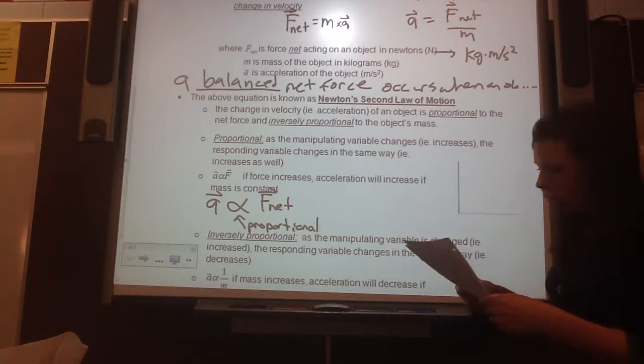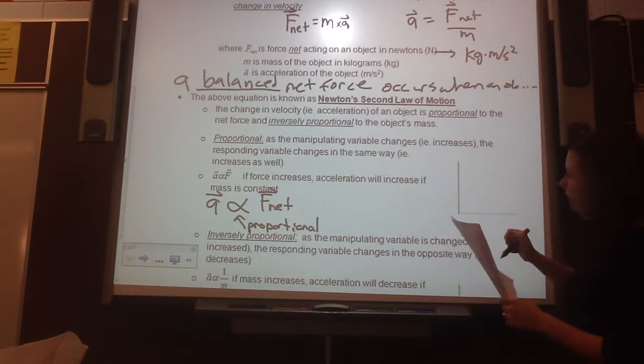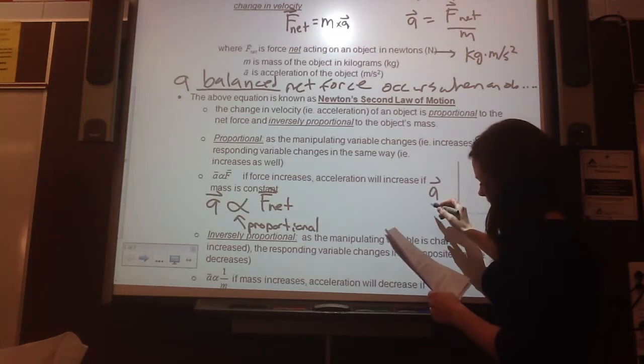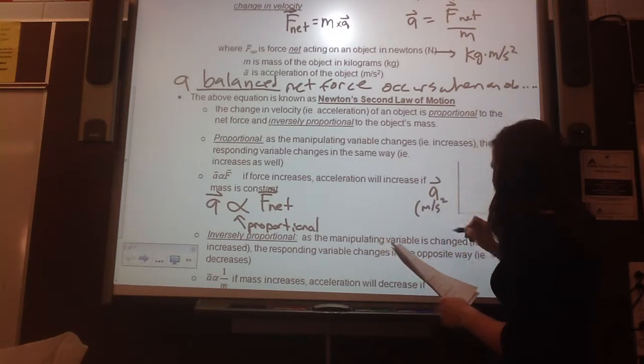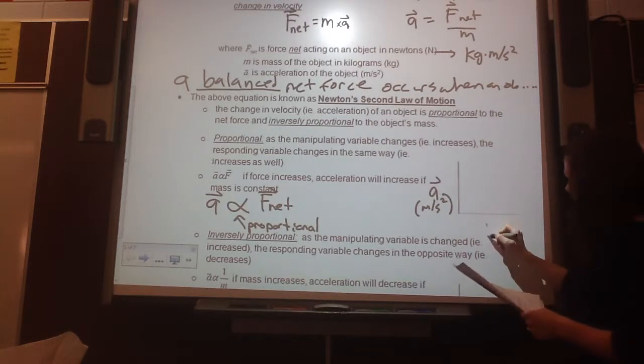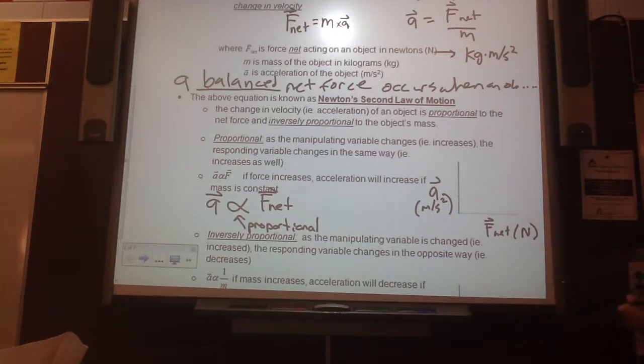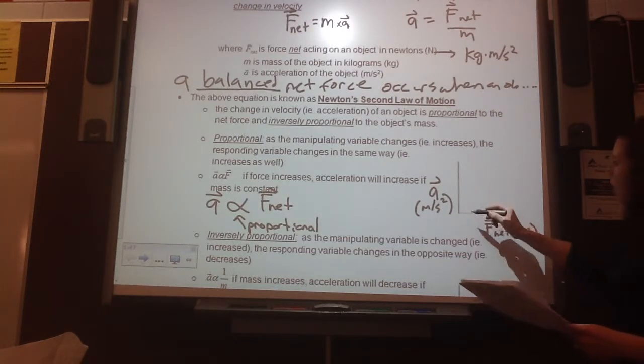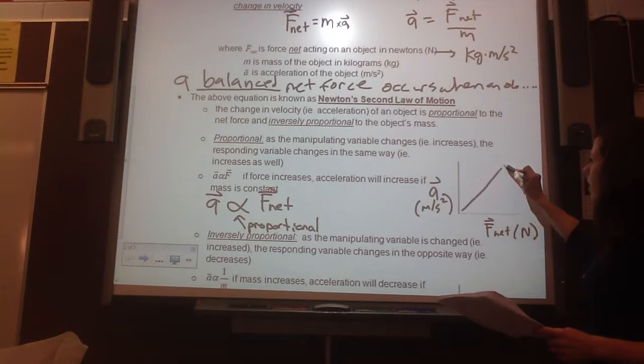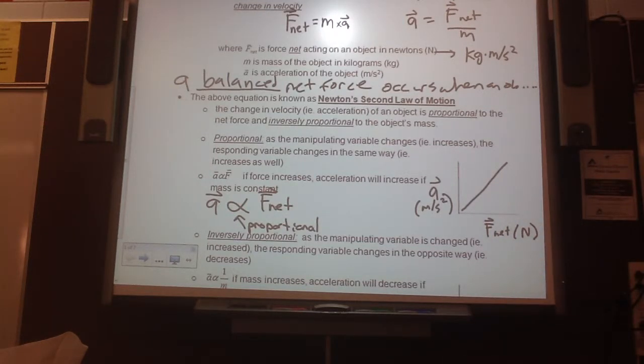Now, inversely, and we should do this. Say we have a little graph. Let's put acceleration on the side, in meters per second squared, and our F net is our horizontal axis, in newtons. So if F net increases, acceleration will also increase. So we see a proportional representation on a graph.